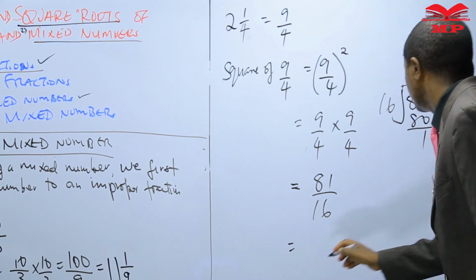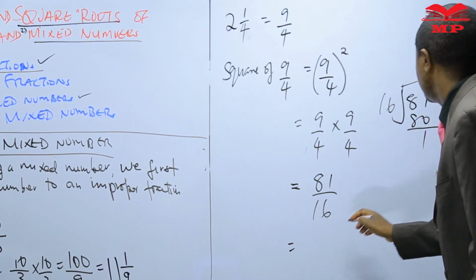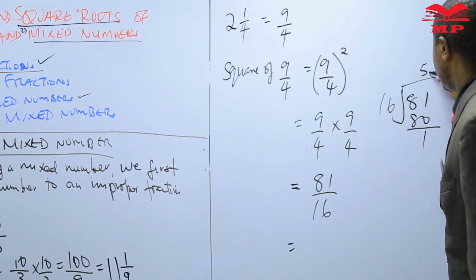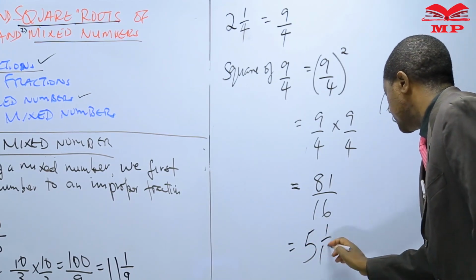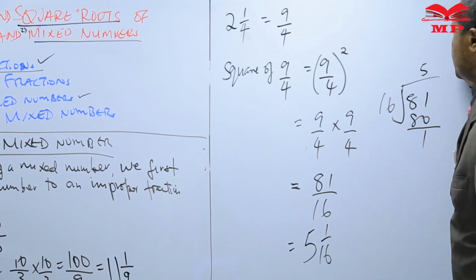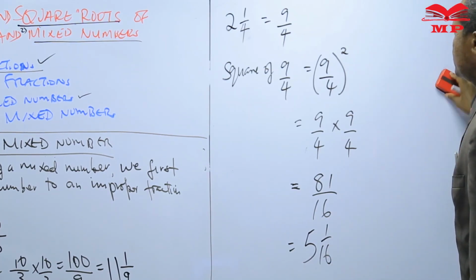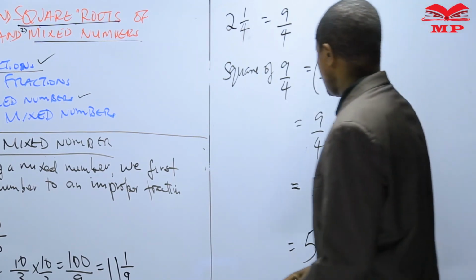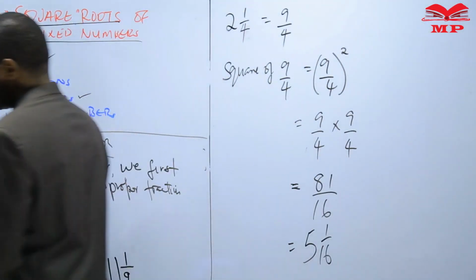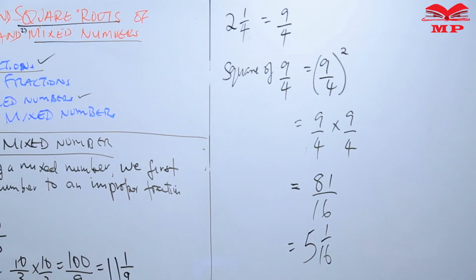This will be equal to 5 and 1 over 16. 5 and 1 over 16 is the square of 2 1/4. So how many examples have I given? Those are 2 examples. You can do the third one.